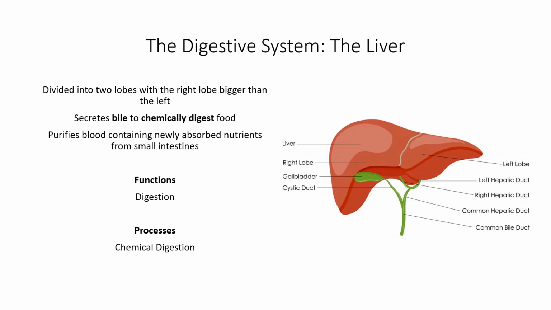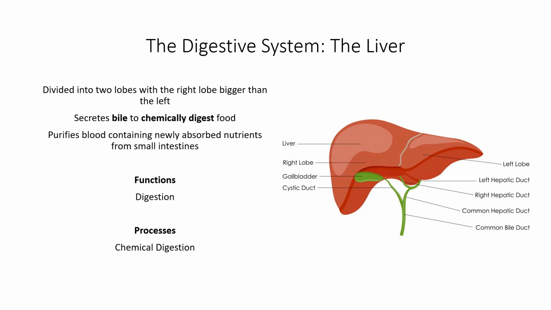Moving on to the liver. So the liver is divided into two lobes, with the right lobe being bigger than the left lobe. If you look at the image here, you have the left lobe and the right lobe, and the right lobe is considerably bigger, and it also hosts where the gallbladder will sit as well.